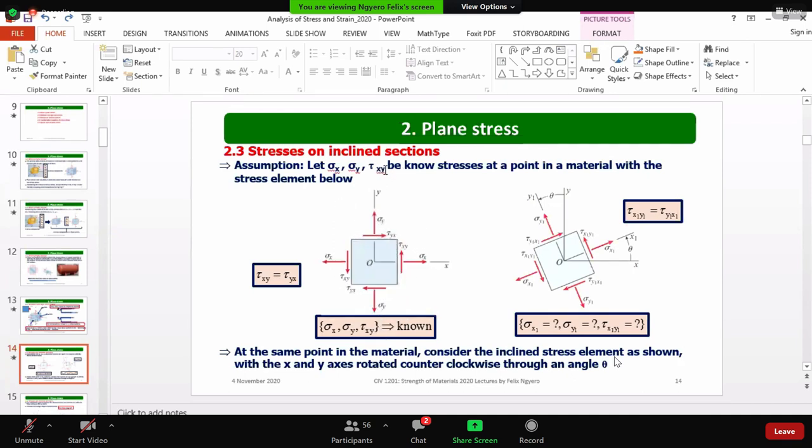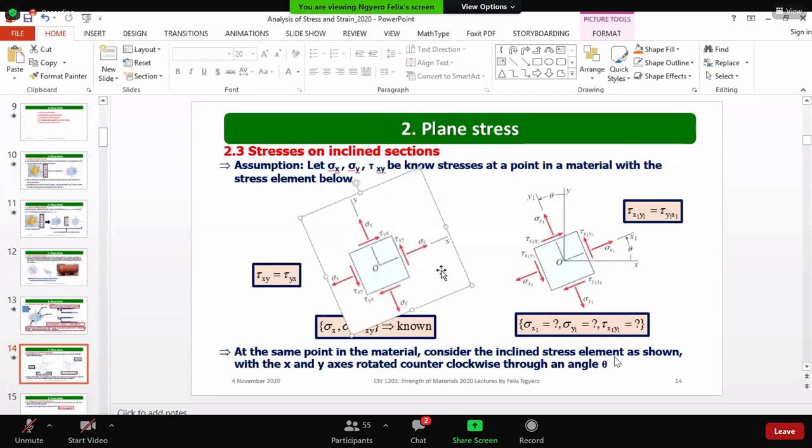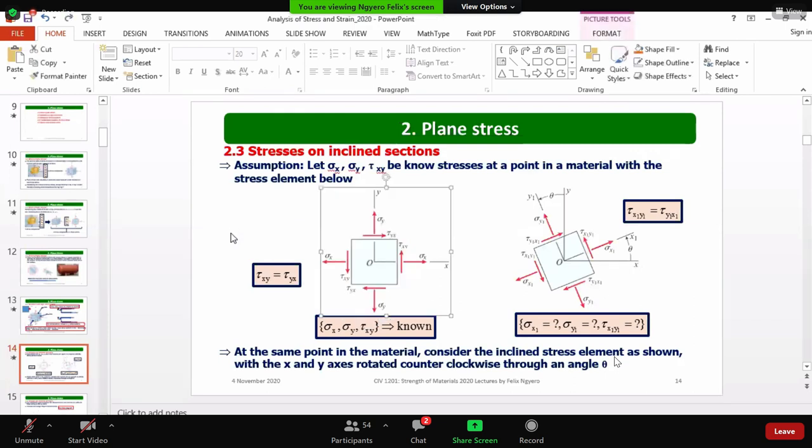So why are you doing this? You're doing this because you are looking for the maximum stresses. You're investigating by how much this element should be oriented. By how much can you rotate this element to get the largest stress at the very same point O? So what will be the angle of rotation that will give the largest normal stress at that same point and the largest shear stress at the same point? That is basically what analysis of stress and strain is about. That's all. There's nothing so much. So that's what we'll be doing.